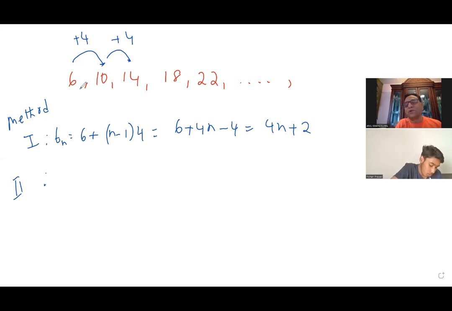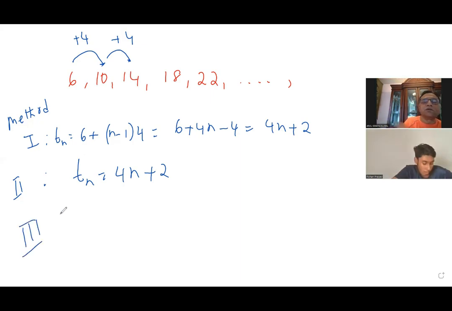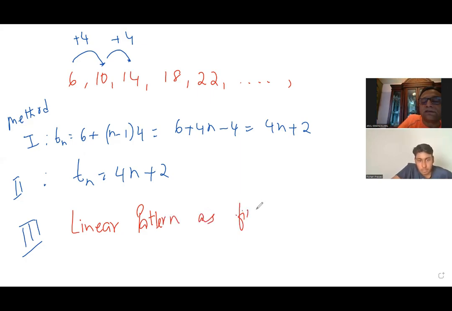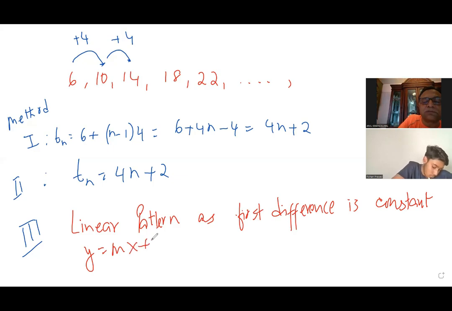Method 2, because 4 is the multiple, 4 times 1 is how much? 4 times 1 is 4. To get 6, I'll have to add 2, right? So you could directly write 4n plus 2, correct? Yes, sir. Now method 3. You know the equation of a line? You see this pattern follows a linear pattern, as the first difference is constant, correct? So I could use the line y equals mx plus b, correct?